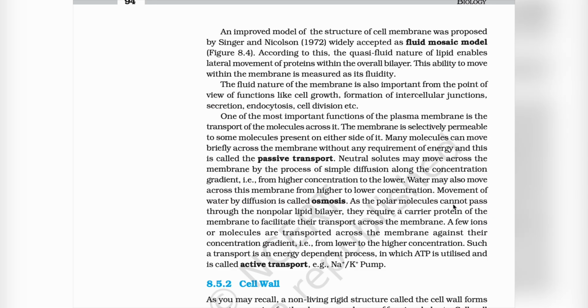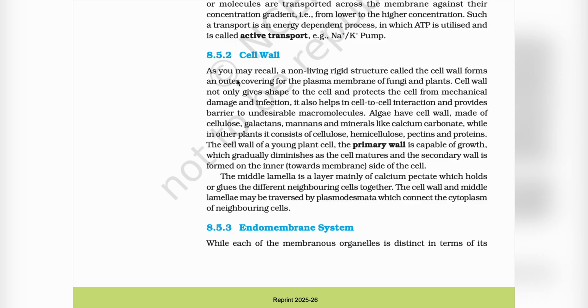As the polar molecules cannot pass through the non-polar lipid bilayer, they require a carrier protein of the membrane to facilitate their transport across the membrane. A few ions or molecules are transported across the membrane against their concentration gradient, that is from lower to higher concentration. Such a transport is an energy dependent process in which ATP is utilized and is called active transport. For example, sodium potassium pump. Now cell wall. As you may recall, a non-living rigid structure called the cell wall forms an outer covering for the plasma membrane of fungi and plants.